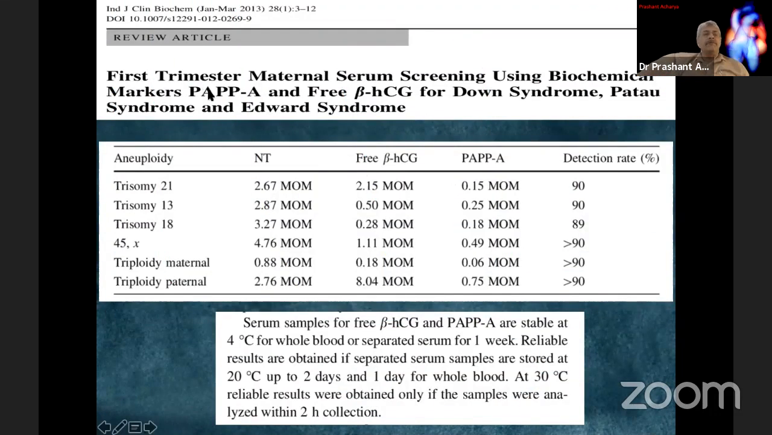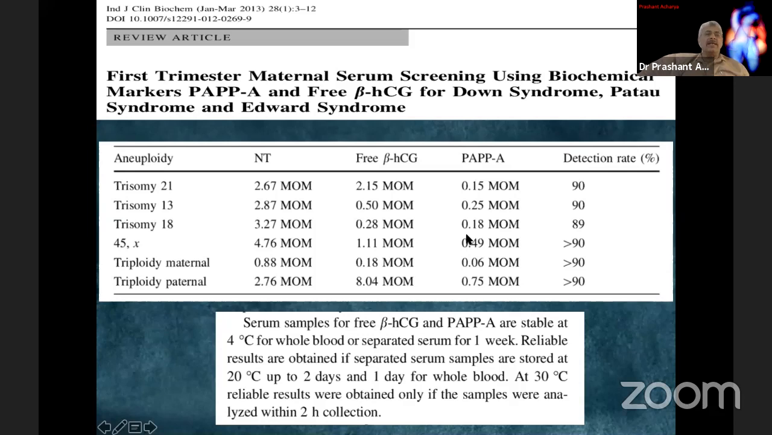This is what a first trimester dual marker looks like. Nuchal increases 2.67 MoM, beta HCG 2.15, and PAPP-A is going to be 0.15 MoM with trisomy 21, and detection is going to be 90%. This is the combination. Trisomy 18, 13, nuchal is always high. Beta HCG may be high, low, low. But look at PAPP-A: low, low, low, always low.